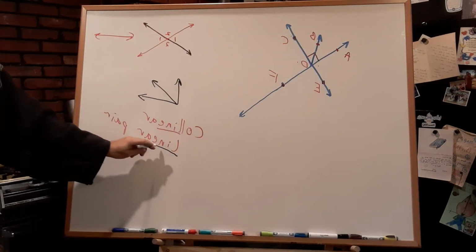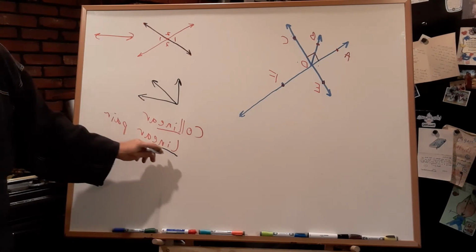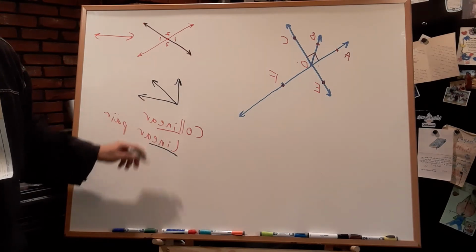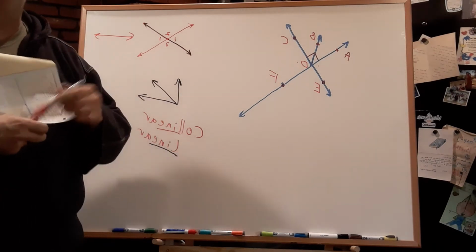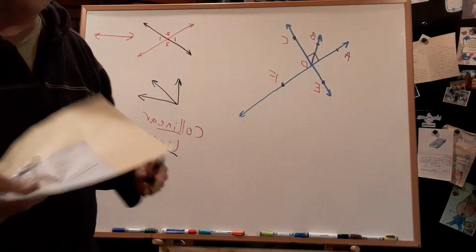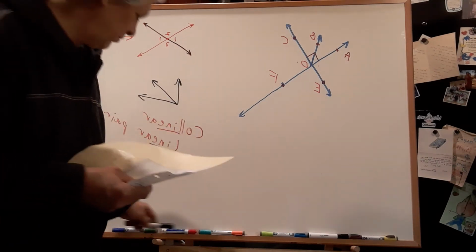So just think they're sharing a line. Collinear, points on the same line. The name itself is giving away the answer. It's hinting at the answer.